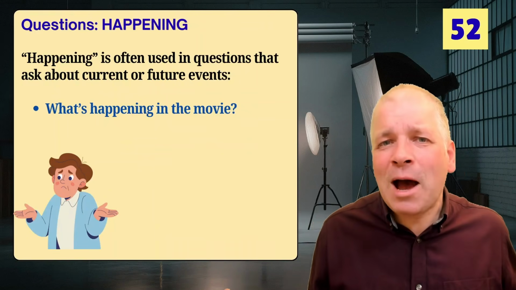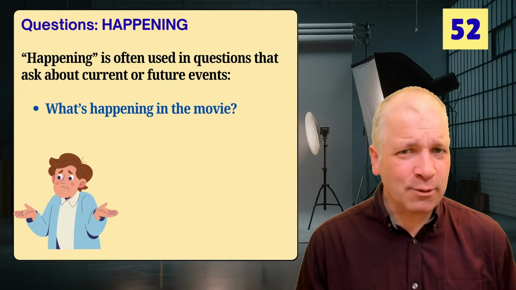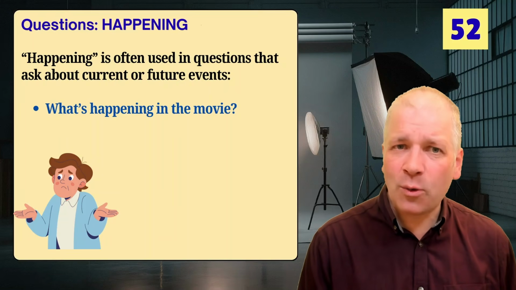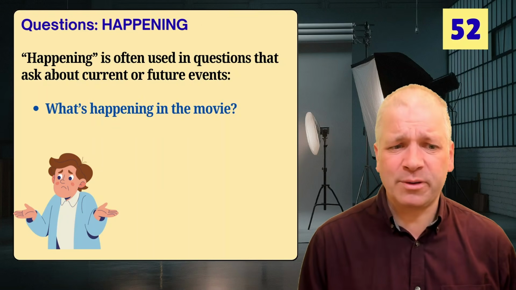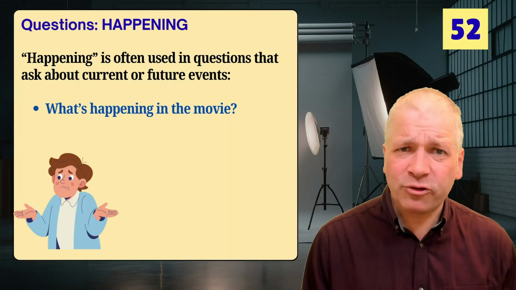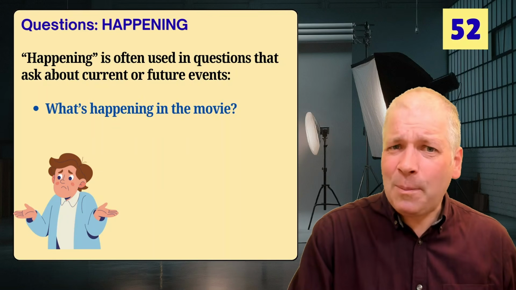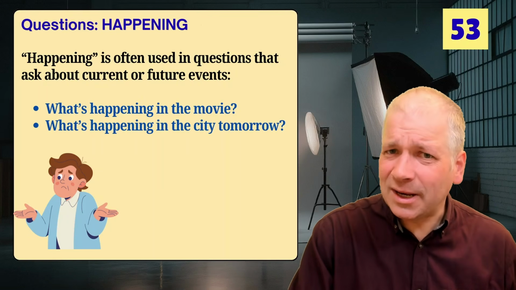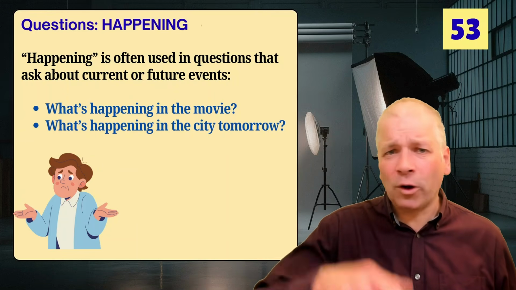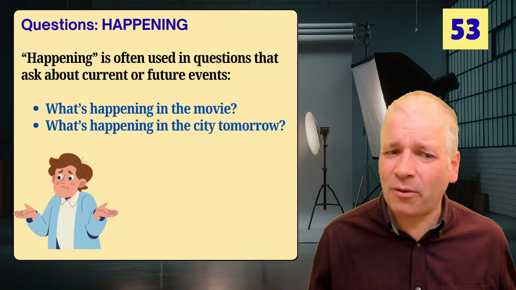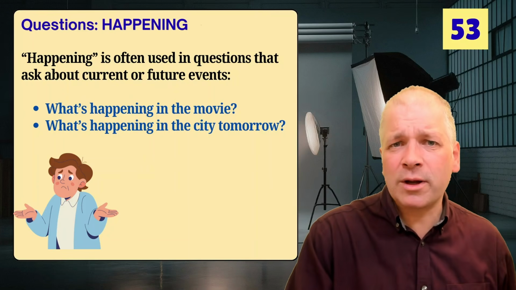You may not have thought about the importance of the word happening with questions, but happening is a really useful word to use in questions. Native speakers will use this a lot in their questions. Happening is often used in questions that ask about current or future events. For example, what's happening in the movie? What's happening in the city tomorrow? What's happening in the movie? Well, that's talking about a movie you're watching now. What's happening in the city tomorrow? Well, tell me about events that are in the future. Very useful word in questions.